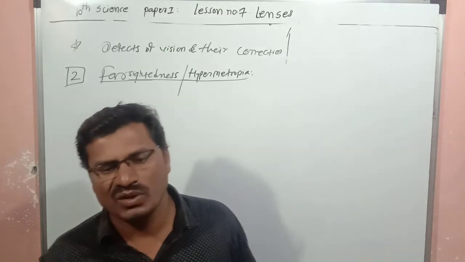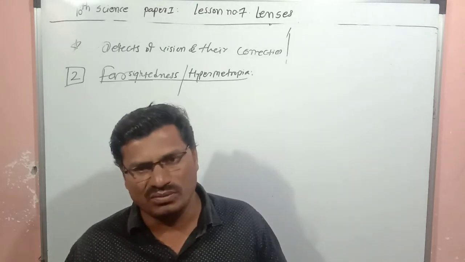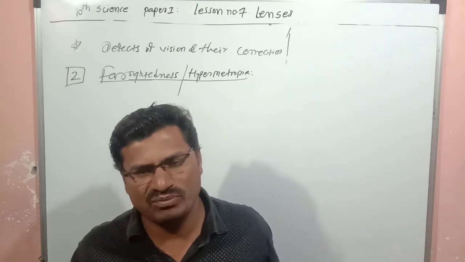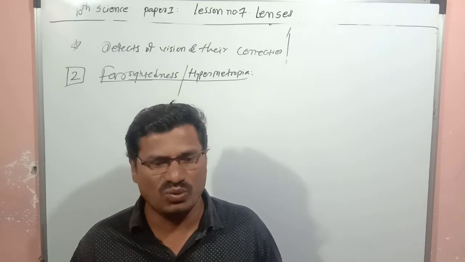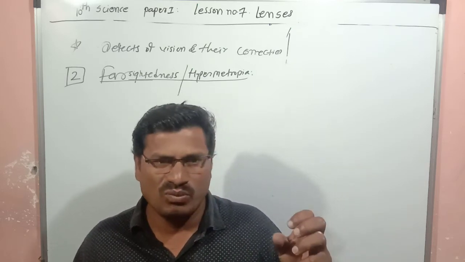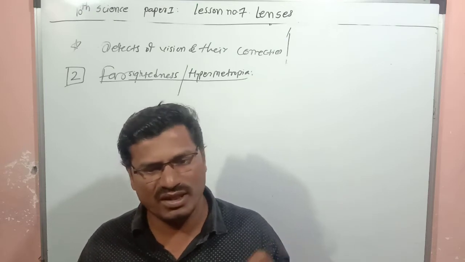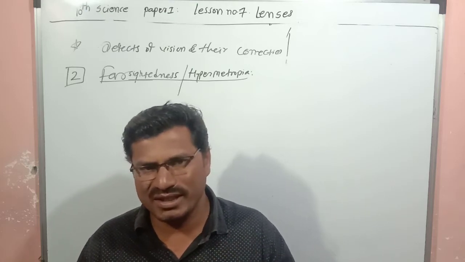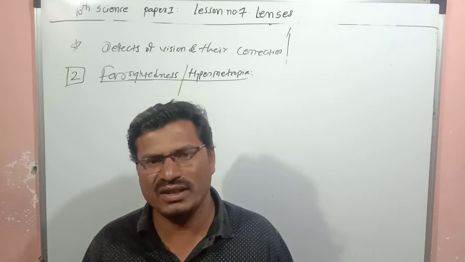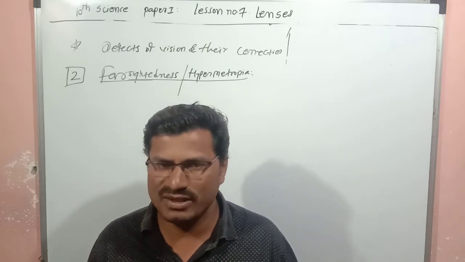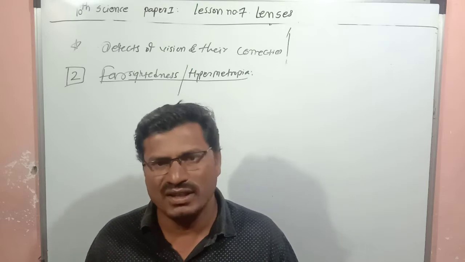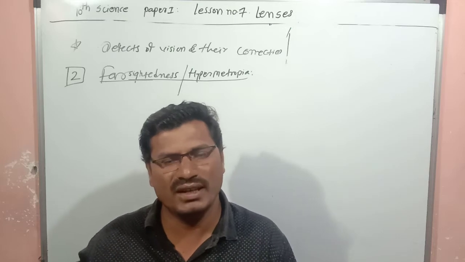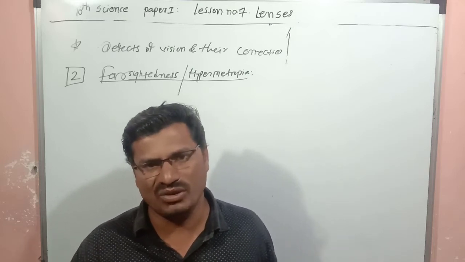First reason, the eyeball becomes a more rounded shape. So the focal length decreases, or you can say the converging power of that eye lens will decrease and the diverging power will increase. Light rays will not be collected on the retina, they will not meet on the retina.